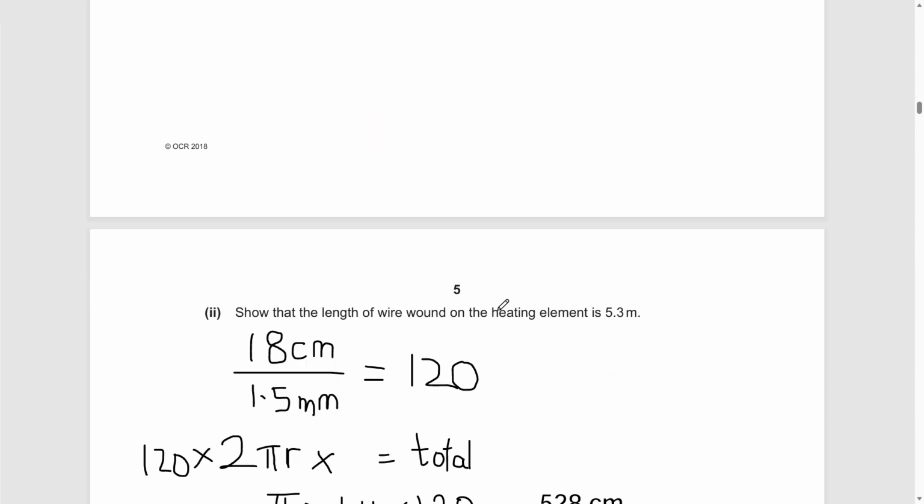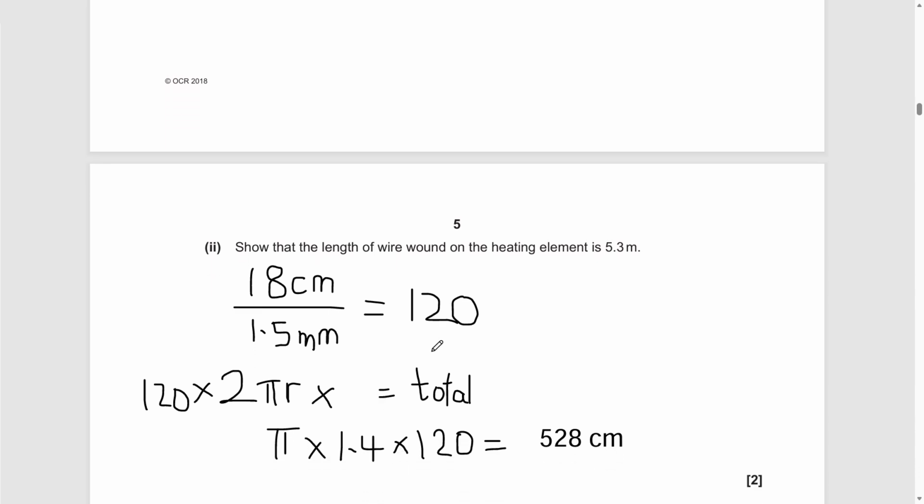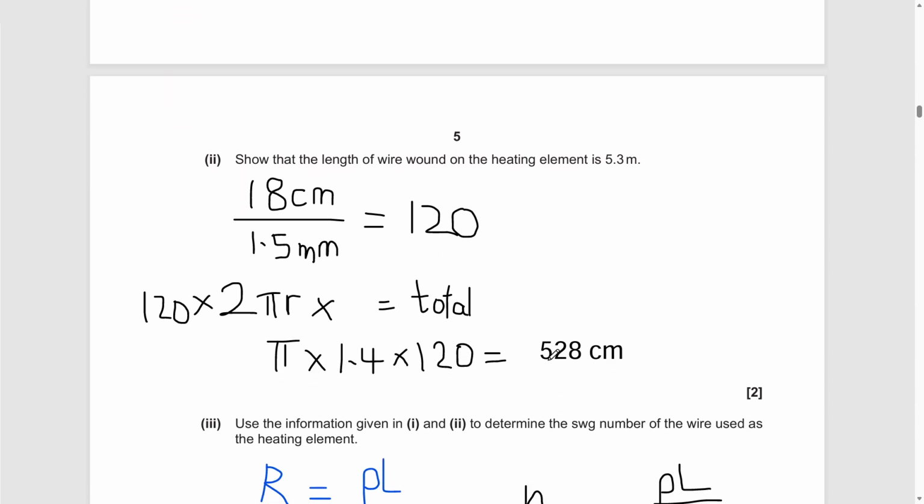For this question, you need to look at the diagram. The length of the whole thing is 18 centimeters, but the distance between the centers is 1.5 millimeters. So you need to work out the number of turns, and then the number of turns times 2 pi r will give you the total length of the wire. And you get 528 centimeters.